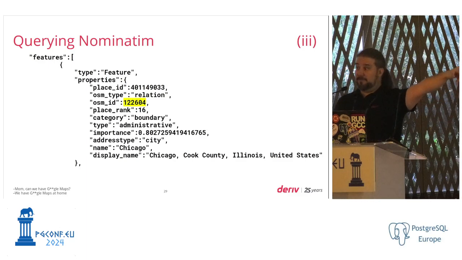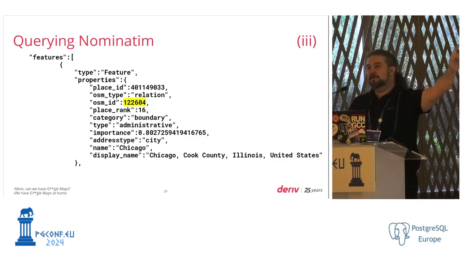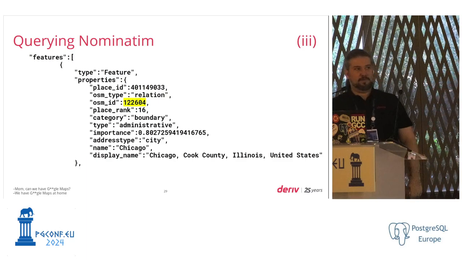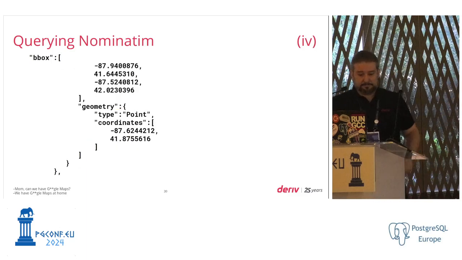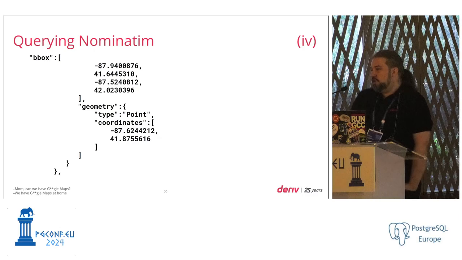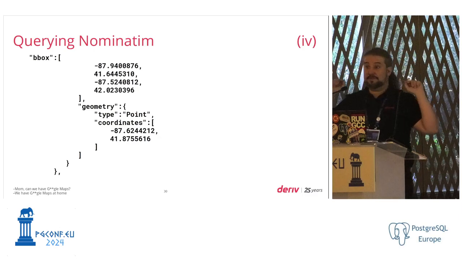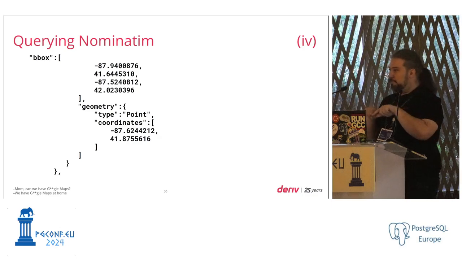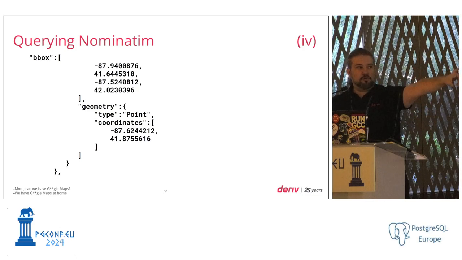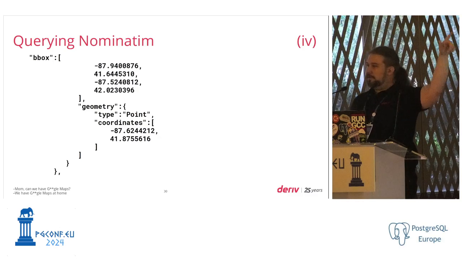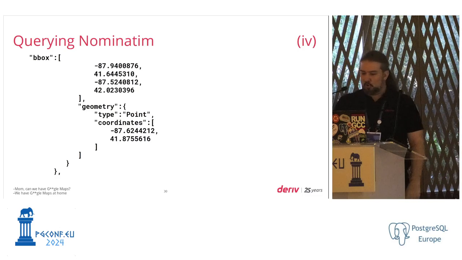And we see that we have an OSM ID that represents the geographical feature that is called Chicago. It is an administrative boundary. It provides the name and the local language and the display name that appears on maps. And it also provides, because it is GeoJSON, a bounding box, which means that the entirety of Chicago fits inside this box. And these are the corners of the box on the map. And also, there's a geometry point that is the center of Chicago, and that is also provided with its coordinates.